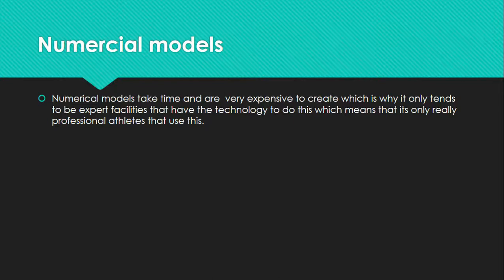Numerical models take time and are very expensive to create, which is why it only tends to be expert facilities that have the technology to do this, which means that it's only really professional athletes that use this. Numerical models can be created through books, newspapers, or computer images. These are all used to gain the data that is needed. They can also be made by watching elite performers and comparing the performance to your performer or client, usually a lower level athlete. I'm going to be talking about one way to create a numerical model.